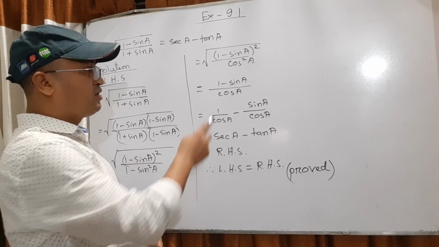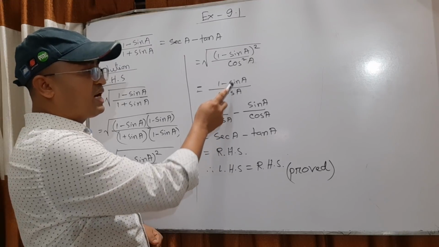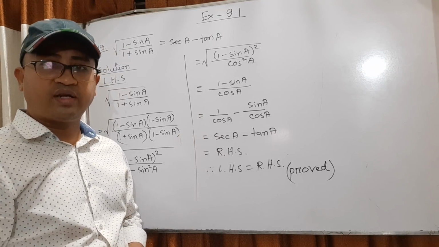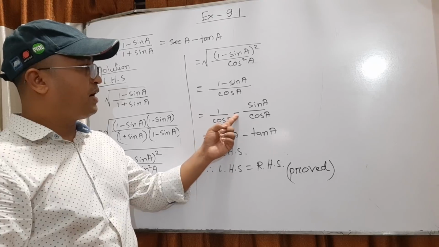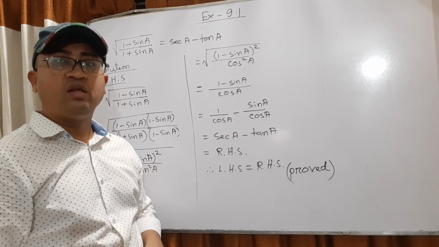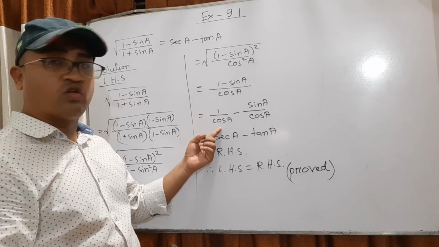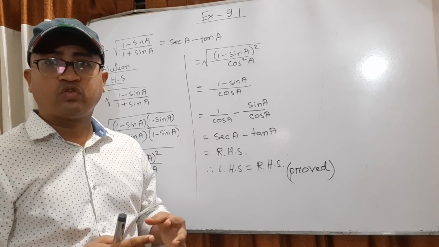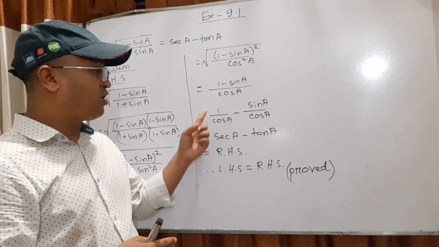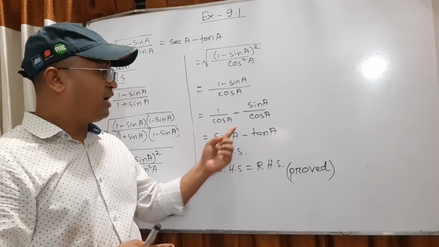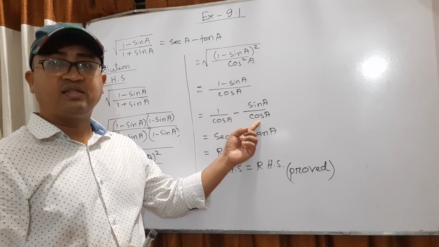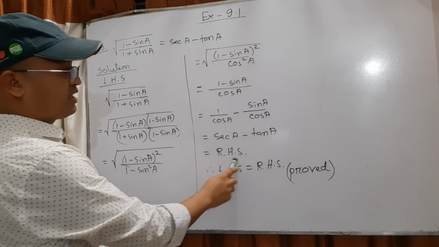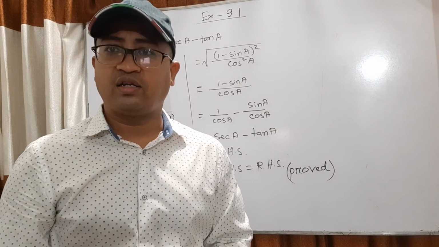If you break it, it will be 1 by cos a, and sin a by cos a, and it will be minus between these two fractions. 1 by cos a minus sin a by cos a. What is the relation? I have shown the relation among the ratios: 1 by cos a is sec a, and sin a by cos a is tan a. So look, this is the right hand side, sec a minus tan a. So left hand side equals right hand side. Proved.